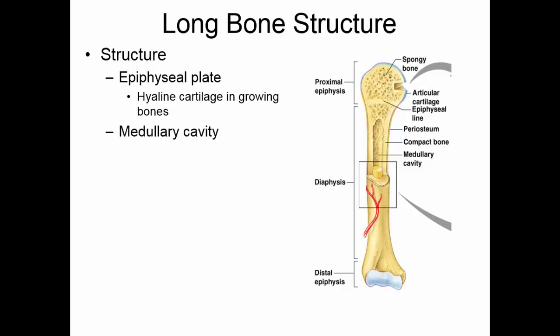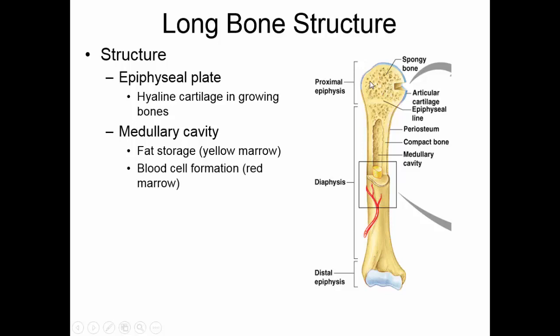In the shaft of the bone, we have the hollow space known as the medullary cavity. In young children, this is filled with red bone marrow because it's involved in making blood cells. But as we age, we don't need to make as many blood cells, and so in adults, this is filled with fat, what we call the yellow marrow. Blood cell formation occurs in the red marrow, and there are a few bones where red marrow is still found in the epiphyses of the bone.